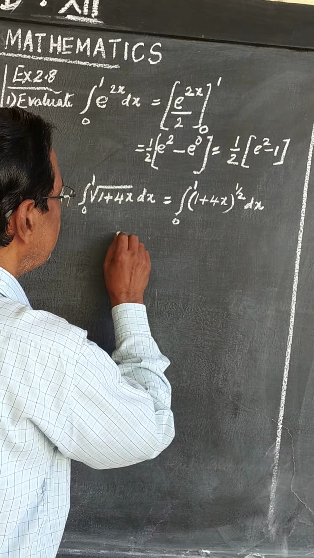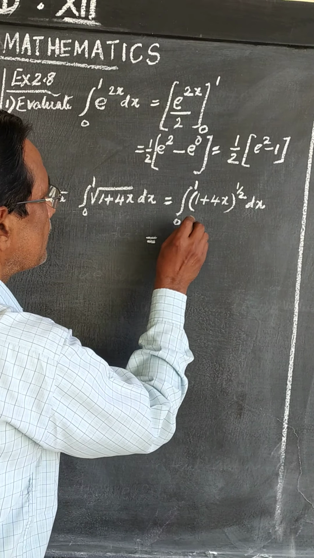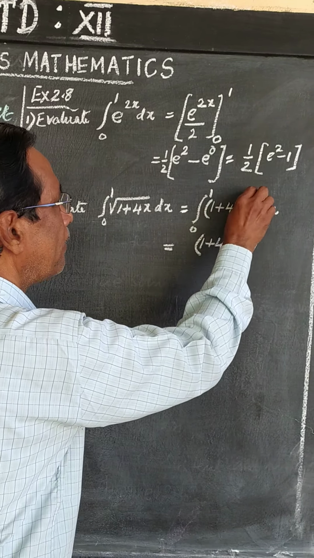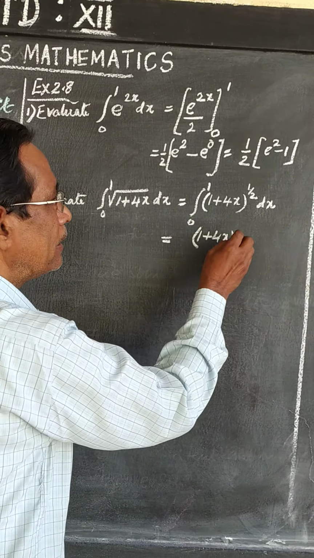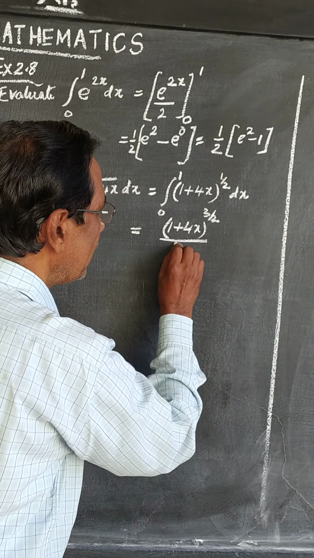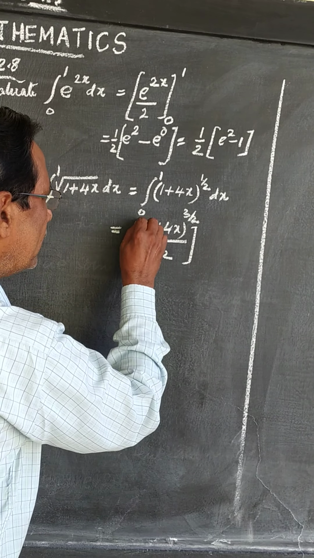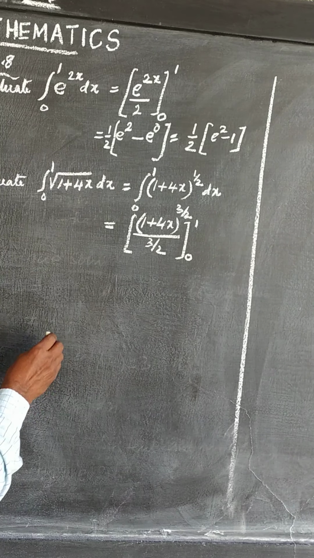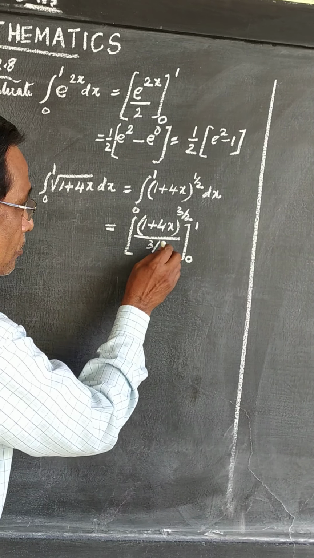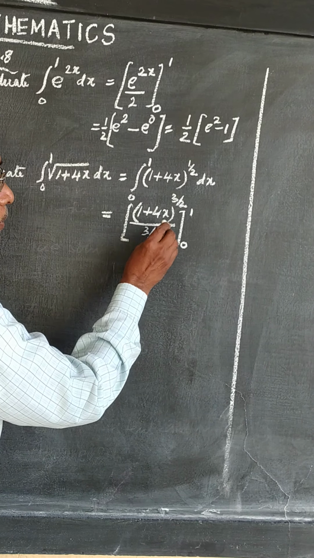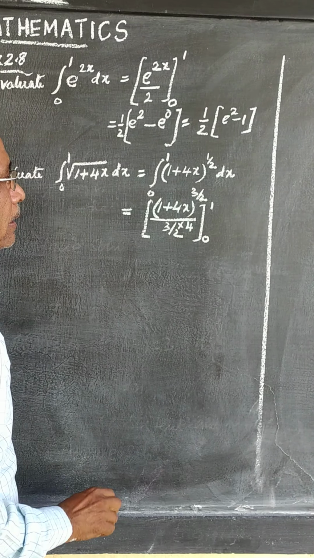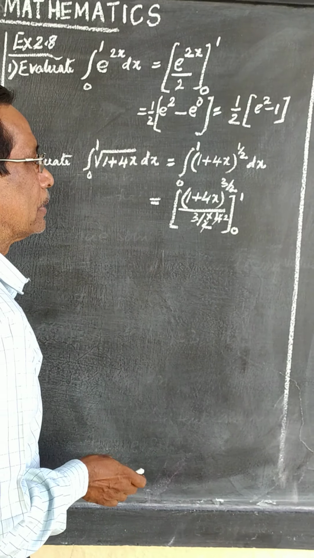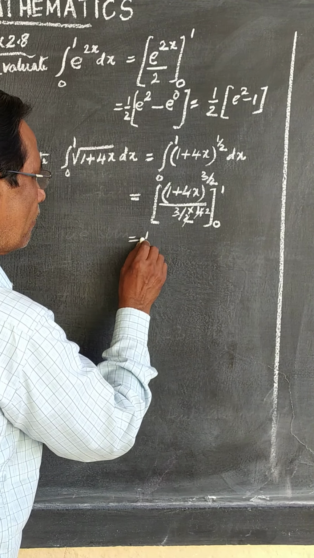On integration, you get this is equal to 1 plus 4x. What is the power? Power is 1 by 2. When you add 1 with that, you get 3 by 2. Then 3 by 2 has to be brought down here, and upper limit is 1 and lower limit is 0. On substitution, and this coefficient of x is equal to how much? 4. 4 has to be multiplied. Then these 2 and 4 get cancelled with 2 times. And therefore, the answer for this is 1 by 6.